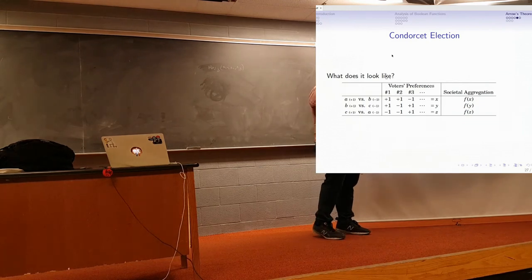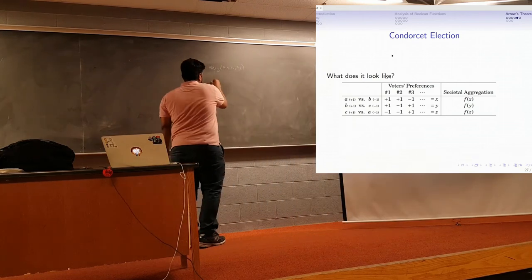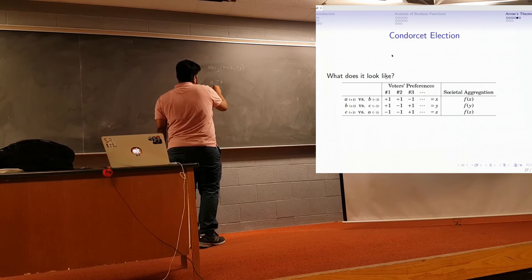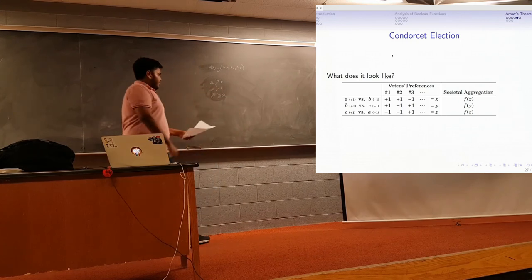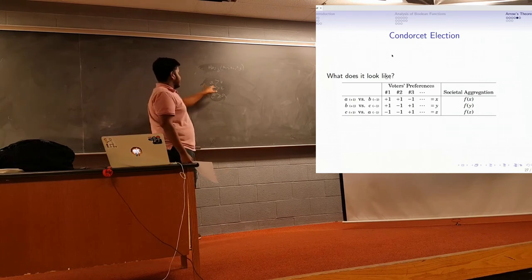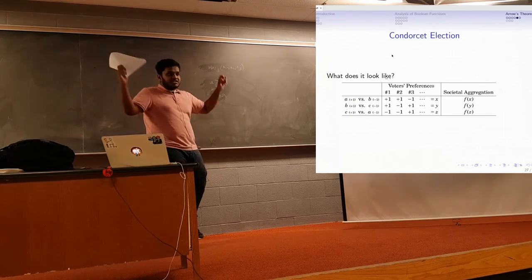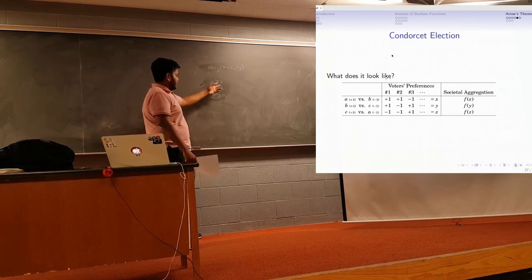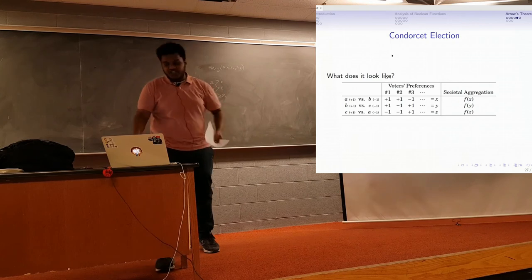Then instead of A winning the election here, C wins it. So now we have A is greater than B, B is greater than C, and C is greater than A. But this is a paradox because the aggregation prefers A over B, B over C, and C over A. So we have no Condorcet winner here.